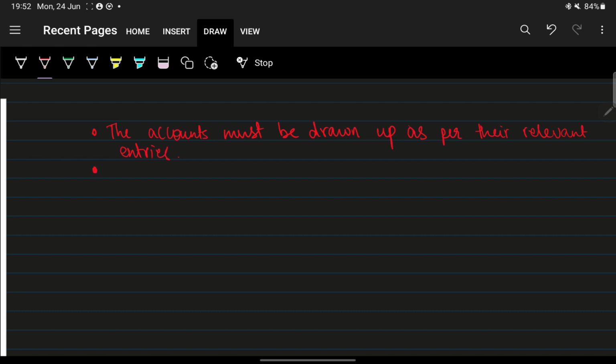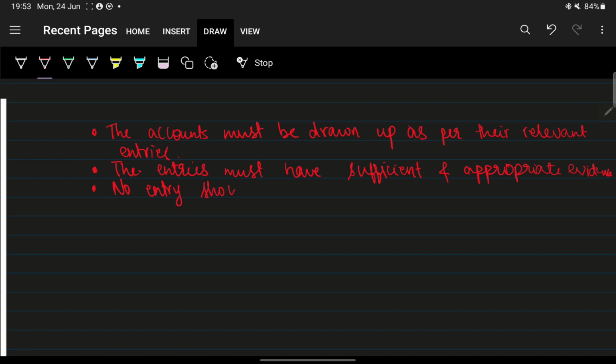Next, secondly, the entries must have sufficient and appropriate evidence, right? Next, no entry should have been omitted, right? No entry should have been omitted.